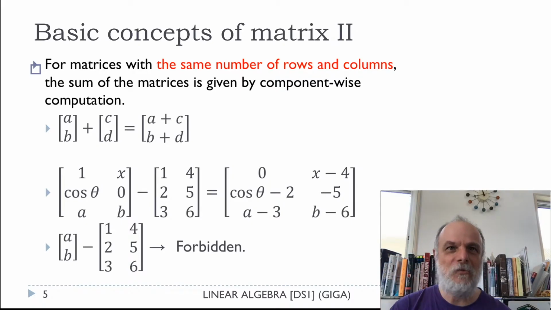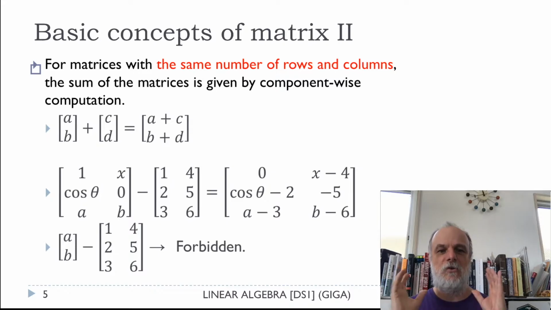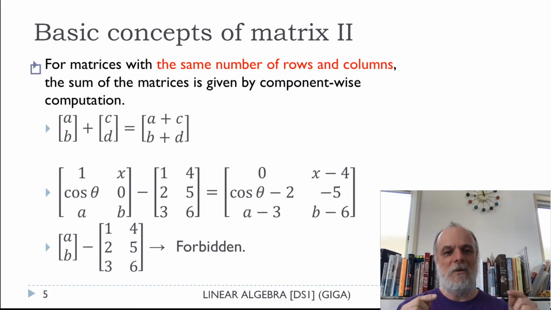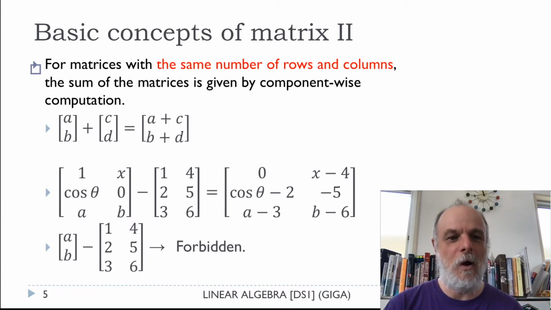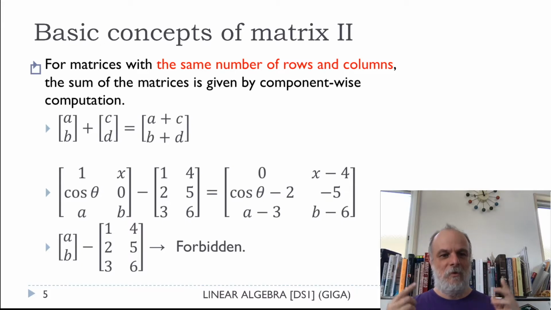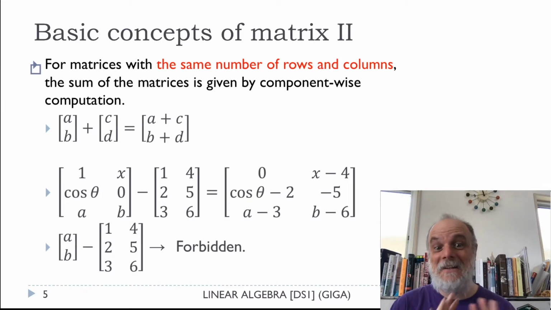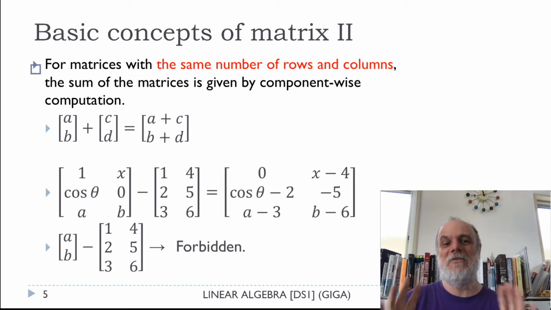Importantly, people get this wrong. They make the mistake of adding or subtracting matrices that are different sizes. You can't do that. If I give you a problem that has something like that on it, just cross it out and say, Sensei, you can't do that. Now, here's an example. We've got the 2 row 1 column vector, and we're trying to subtract the 3 row 2 column matrix. You can't do that. It's forbidden. So just get it out of your head. Don't let things like that happen on your paper.